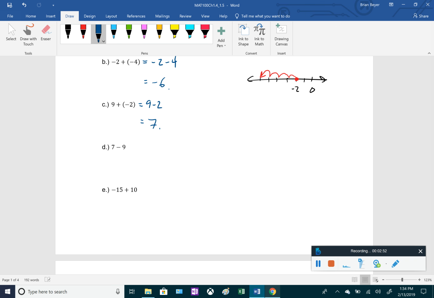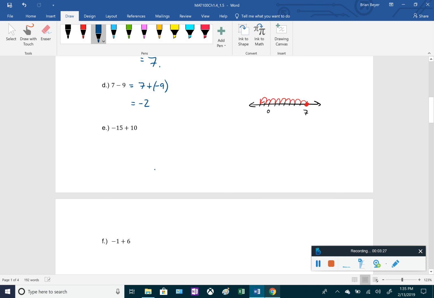For 7 minus 9, I'll draw the number line out again. We're starting at 7, the leftmost one. 7 minus 9 is the same thing as 7 plus -9. I'm going to keep writing like this just so we know they're the same thing. That means we're moving to the left 9. So 1, 2, 3, 4, 5, 6, 7, 8, 9. That puts us at -2.